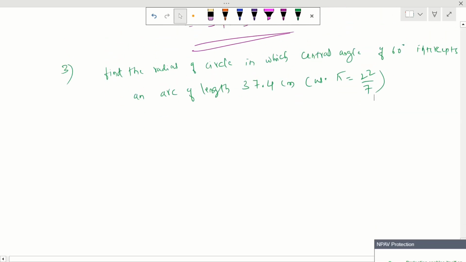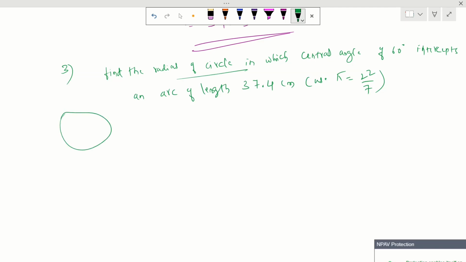Okay, now this problem is based on what? The radius of a circle is given, so this problem is based on radian measure. We have a radius, then theta, and the arc of length L. This theta is in radians. Theta is given as 60 degrees, and this we have to convert into radians.